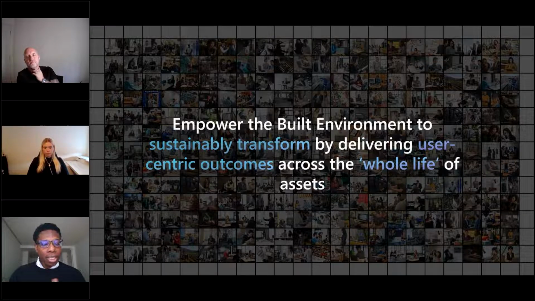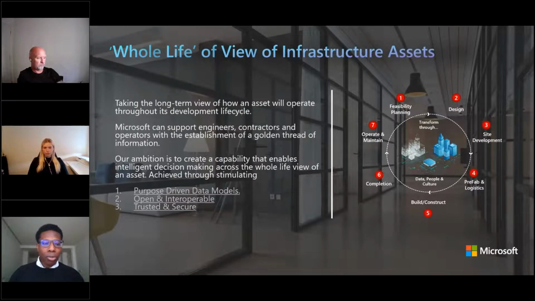If we pop to the next slide, I've just got one slide on how we view that whole life view of the infrastructure asset across the design all the way to operational phases. And really I'd just like to draw your attention to our principal approach to how we are developing our technology stack to enable this. And it hinges on three particular things: how we drive purpose-driven data models.